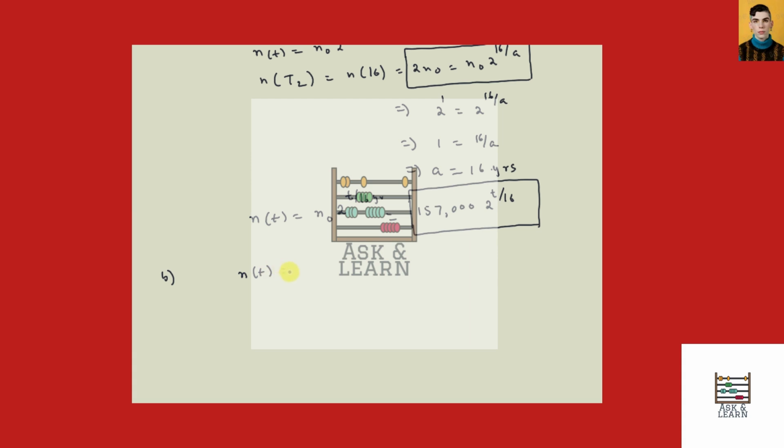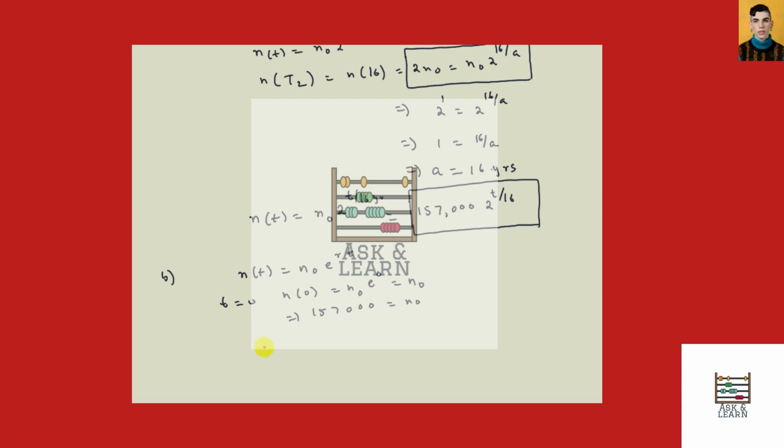The second model has N(t) equal to N naught into e to the power rt. Into this model also, if we plug in t equal to 0, we get N naught is equal to N naught times e to the power 0, which is N naught. So N naught is nothing but the population in 2014, since t is the number of years after 2014 and N is the population at t years after 2014. So N naught means the population at 0 years after 2014. So 157,000 is equal to N naught. And now we have to find r.